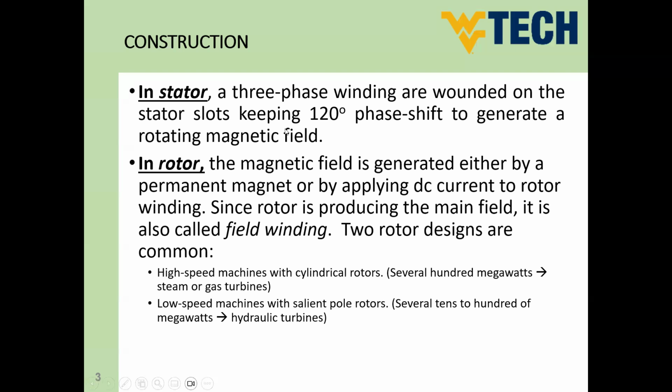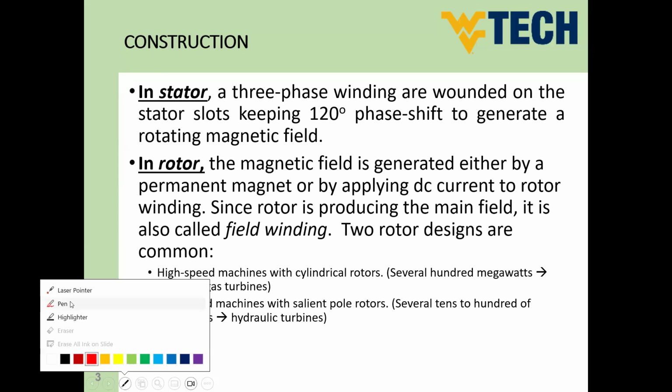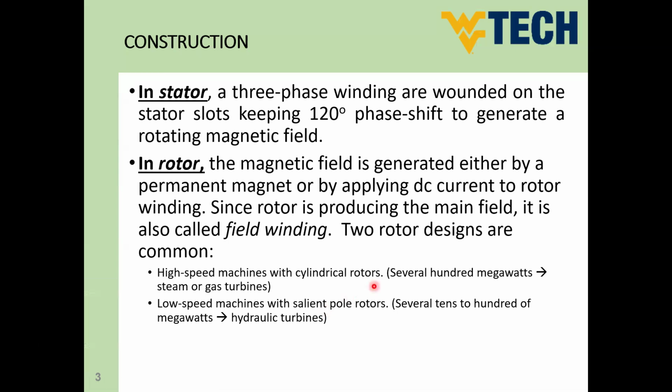Since now we have two circuits on the stator and rotor, let's see what the different rotor shapes we have in synchronous machines are. We have actually two shapes of synchronous machine rotors. What are these two shapes? The first shape, guys, is called the cylindrical type. This cylindrical type is used for high-speed machines.